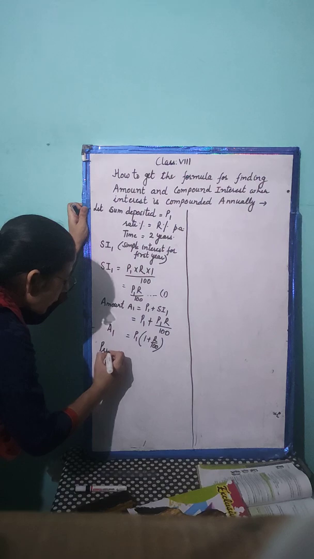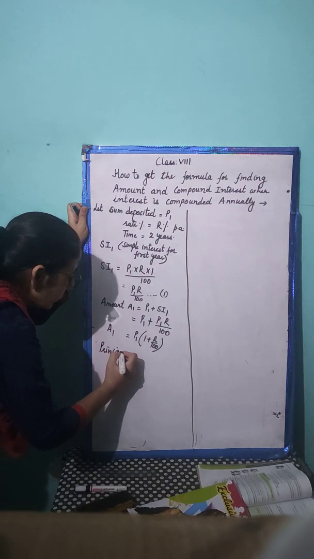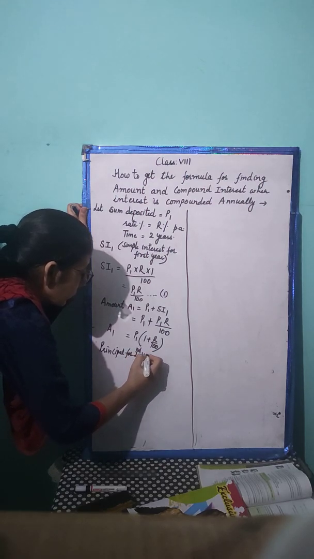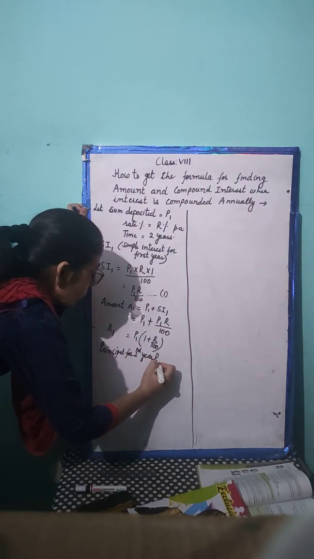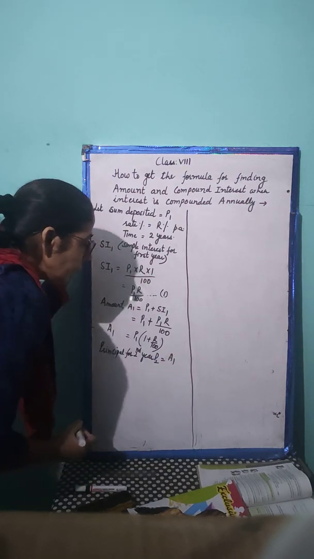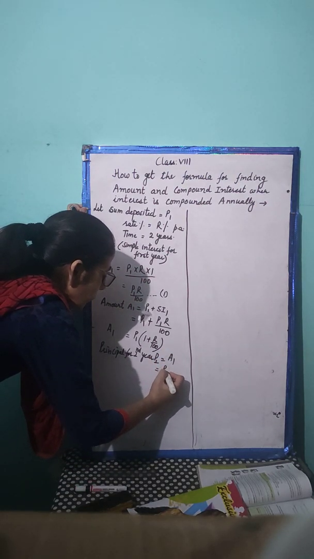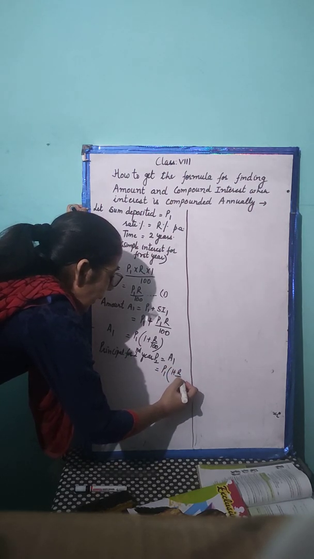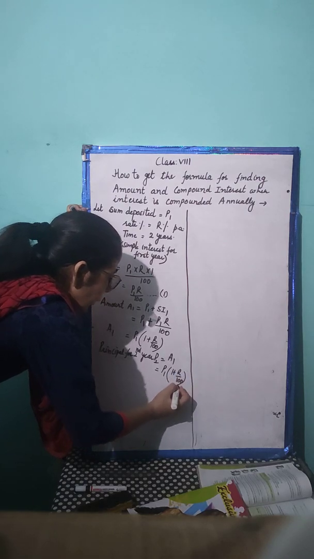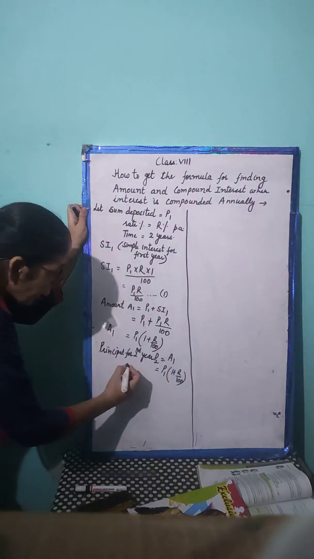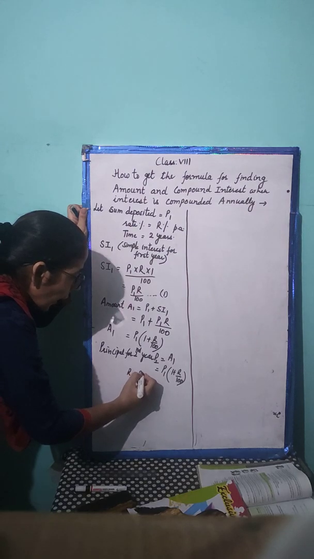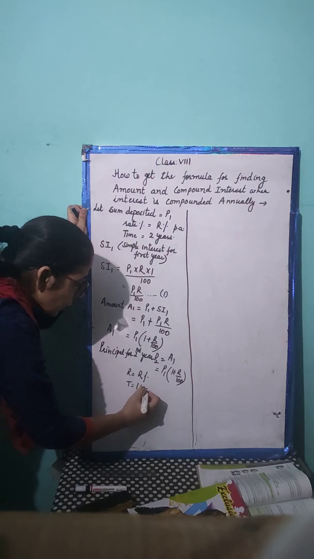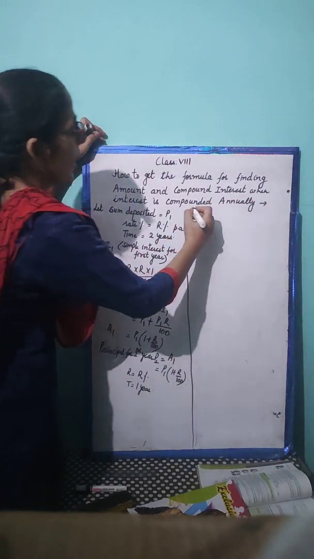And you know, the amount of the first year is the principal for the second year. Principal for the second year, P2, is equal to A1, that is P1 into 1 plus R by 100. You got it? This is the principal. The rate is the same, R percent. Time is again 1 year.